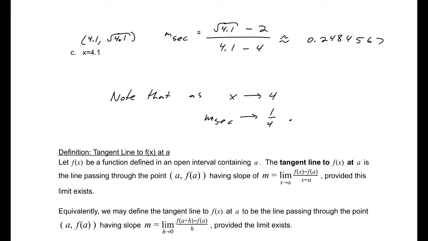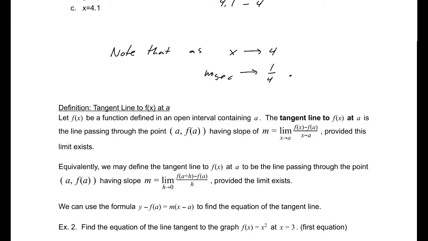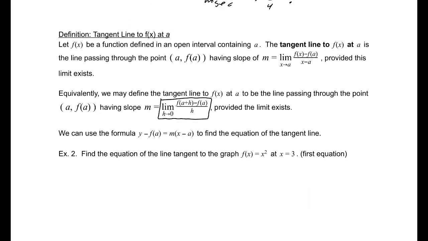All right, so here's a definition. Let f of x be a function defined in an open interval containing a. The tangent line to f of x at a is the line passing through the point (a, f of a), having a slope of m equals the limit as x approaches a of f of x minus f of a divided by x minus a, provided this limit exists. Now, equivalently, we can use the difference quotient version of this, but this will be the limit as h approaches 0. Now, we will use both of these, and in the end, you can pretty much pick which one you want. All right, so let's go ahead and dive into this.